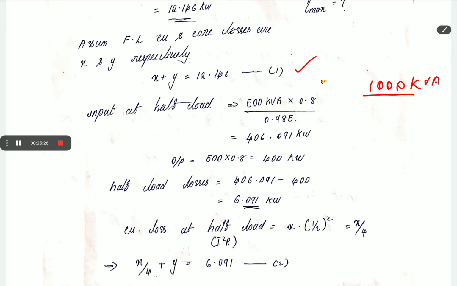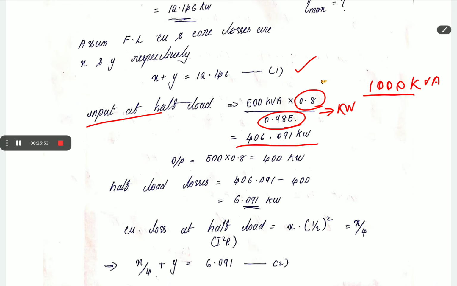at unity power factor ആയിരുന്നു full loadൽ. But at half load it is 0.8. Cos phi is given 0.8. So just multiply 0.8 to get in kilowatt. Kilowatt load convert ചെയ്യാൻ വേണ്ടിയിട്ട് 0.8 കൊണ്ട് multiply ചെയ്യാം. Then divided by the efficiency given. 98.5% is the efficiency at half load. So this output divided by efficiency will give you the input at half load. So you will get the input.